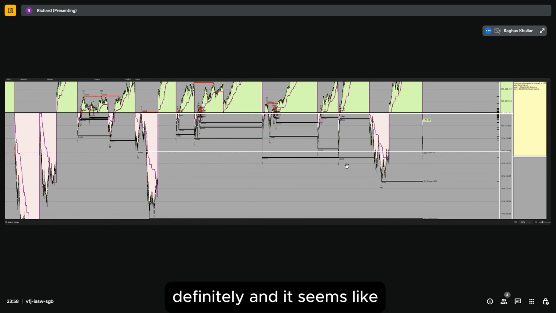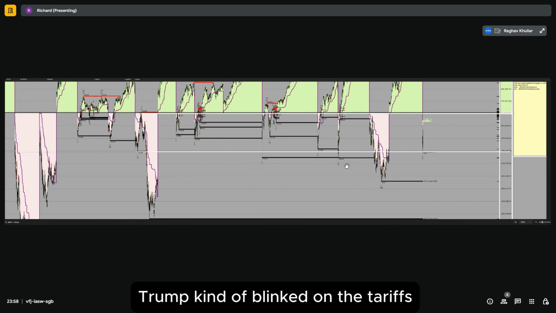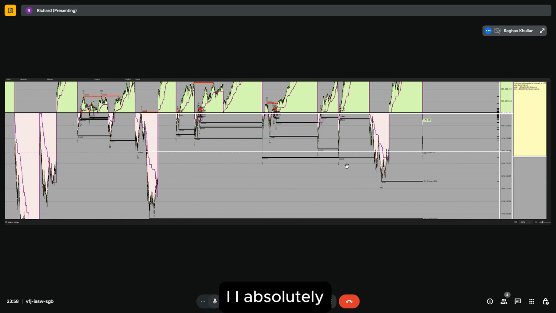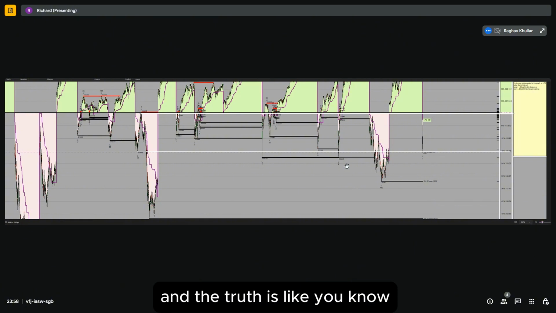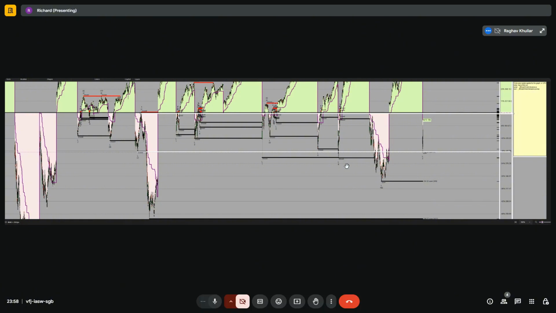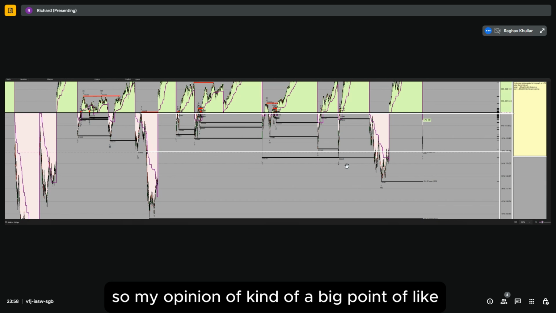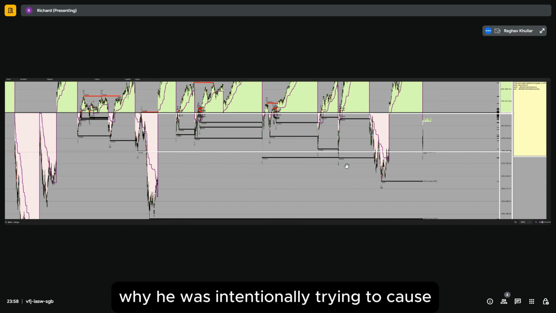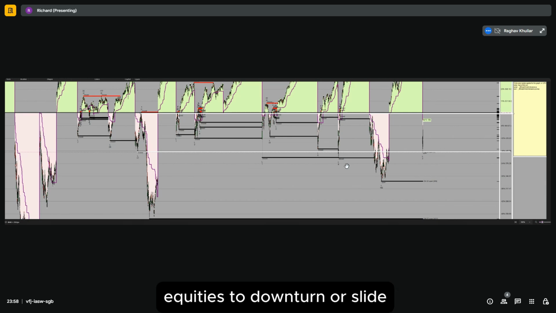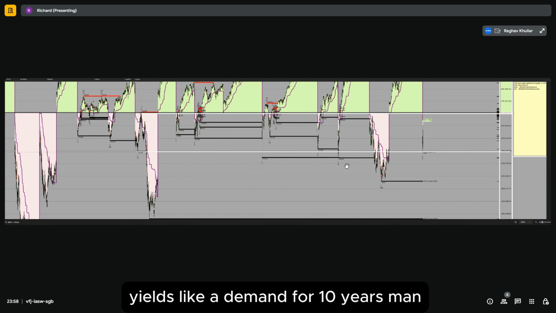Yeah, definitely. It seems to me like Trump kind of blinked on the tariffs and backed away. Absolutely agree. And the truth is, my opinion is that a big point of why he was intentionally trying to cause equities to downturn or slide is to cause a demand for 10 year yields, so they could actually refinance this.